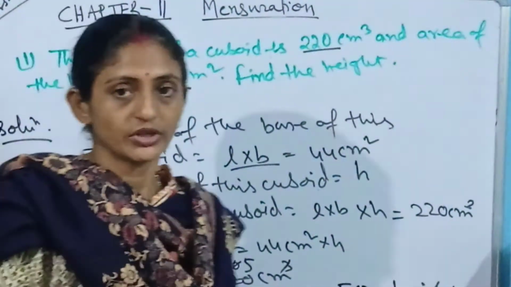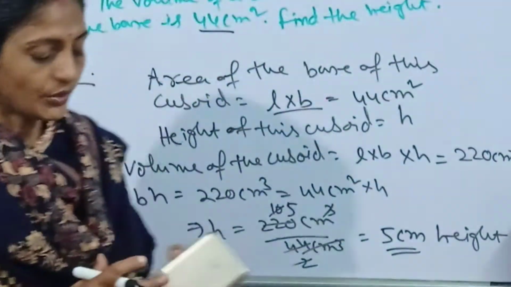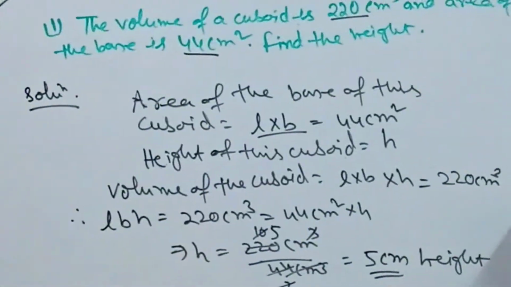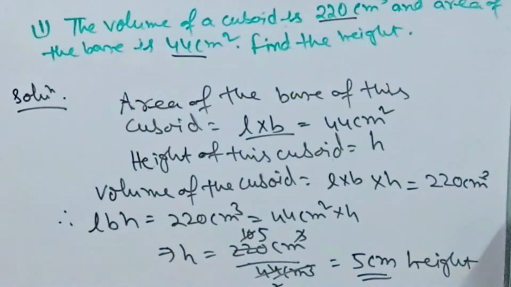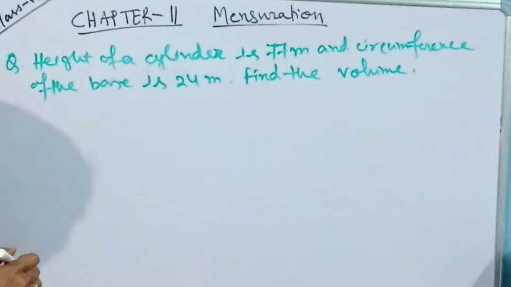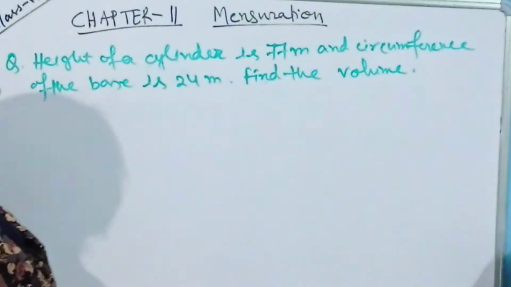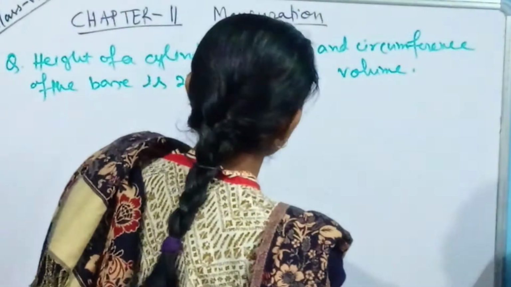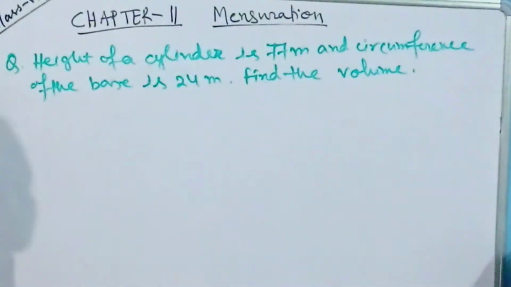Let's come to some different kind of question. Let's come to the next question. Here it is given that the height of the cylinder is 77 meter and the circumference of the base is 24 meter, and you have been asked to find out the volume.